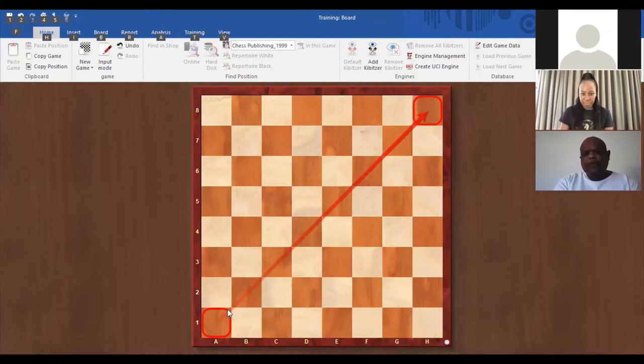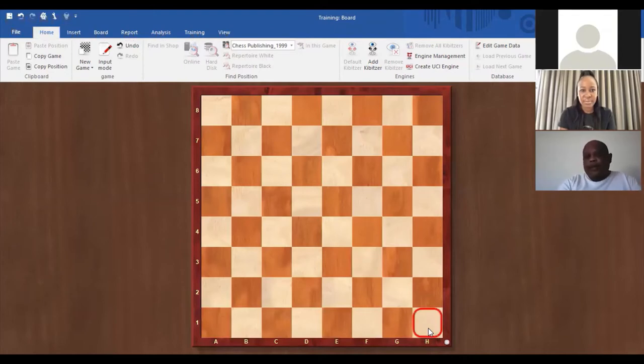Very good. So then the next important thing for us to realize is that the corner square, the right-hand square, is H1, and H1 is always white. The square on the right-hand side is always the white square. That is H1. It's quite important for us to understand that part in chess.